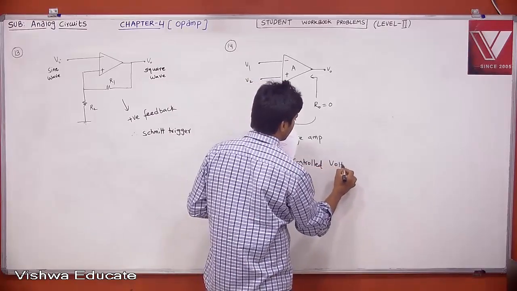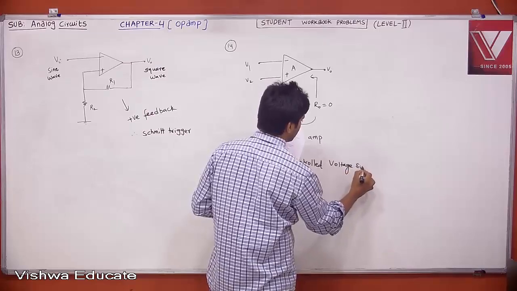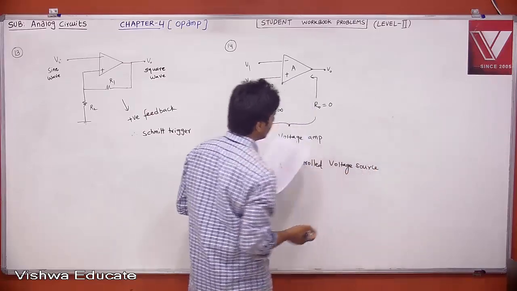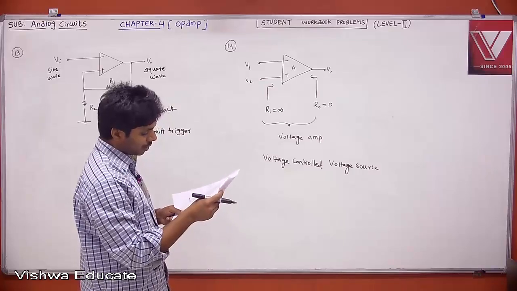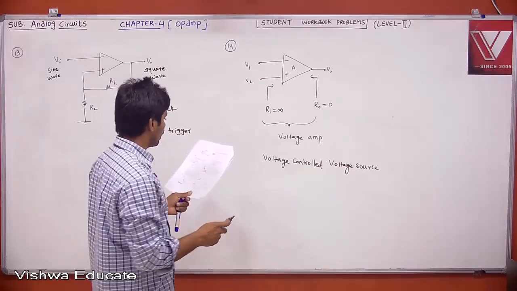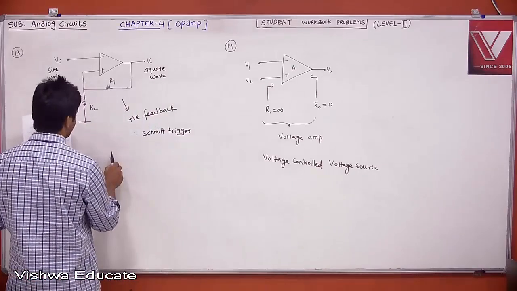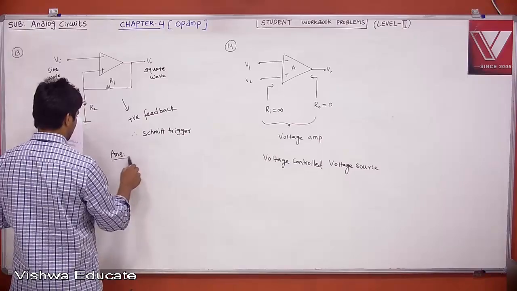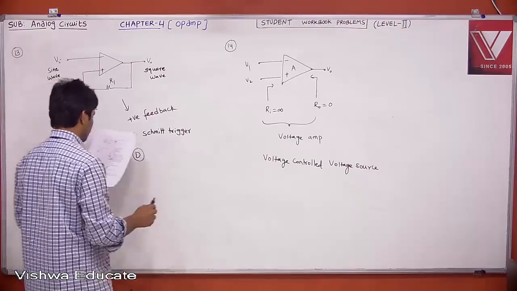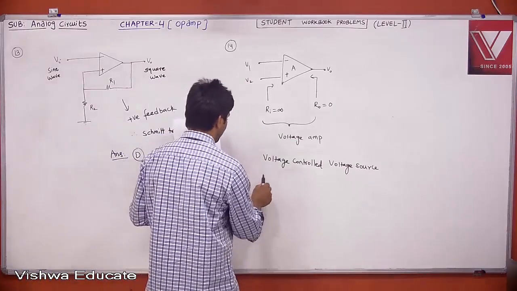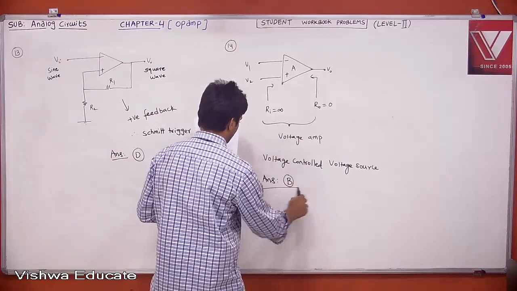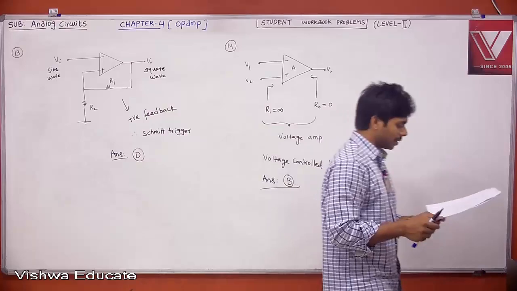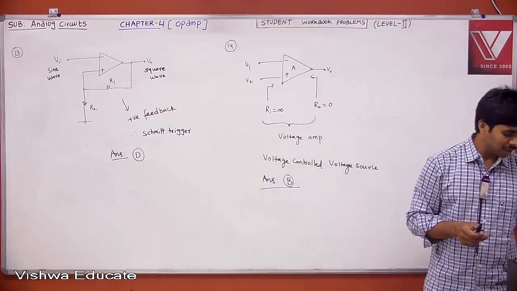Voltage controlled voltage source. Right? Your input voltage will control your output voltage. That is what it is called. Therefore, what is the answer? Here, for the 13th, the answer is D. For the 14th one, the answer is B. After this, we will see problem number 15.